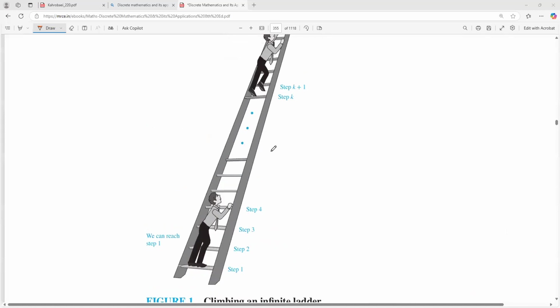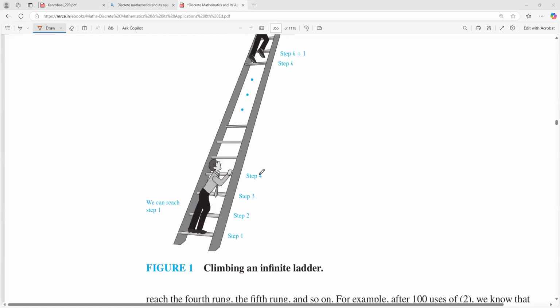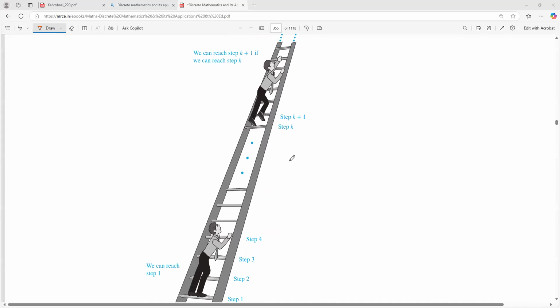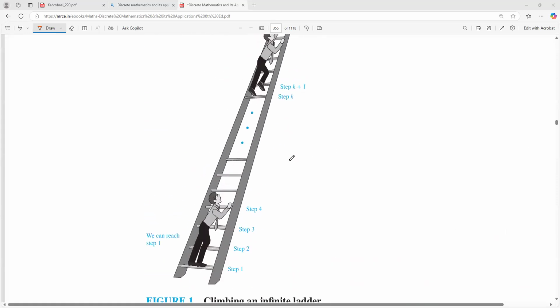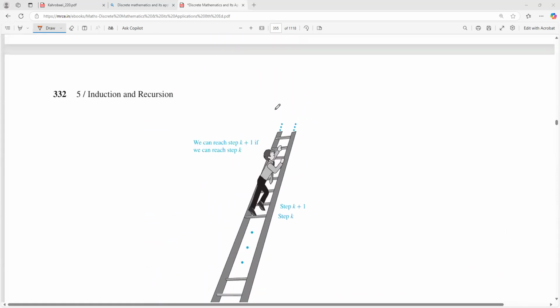It's the infinite ladder analogy. Oh my gosh, it's Suleiman's favorite thing, the infinite ladder. I love the infinite ladder. That's how I learned it.